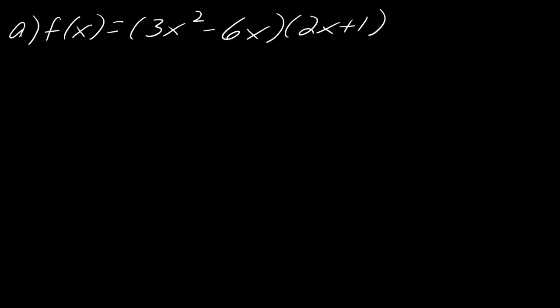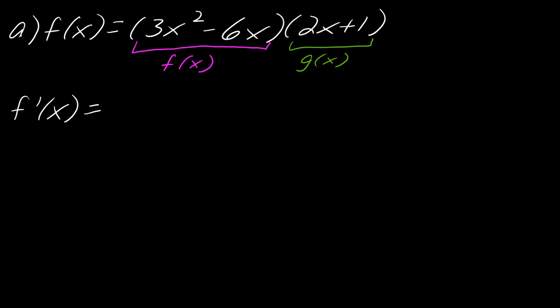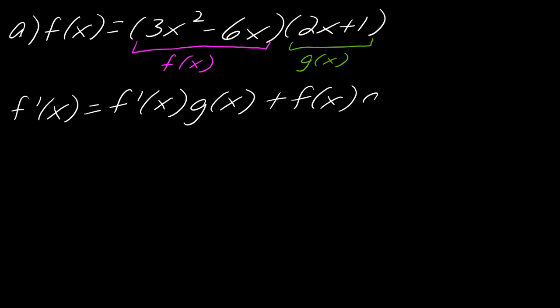Starting with the first one, I've got 3x squared minus 6x times 2x plus 1. This first part is my f of x, and this second part is my g of x. If I want to take the derivative of this, remember you take the derivative of the first function, leave the second function alone, then leave the first function alone, and take the derivative of the second function.